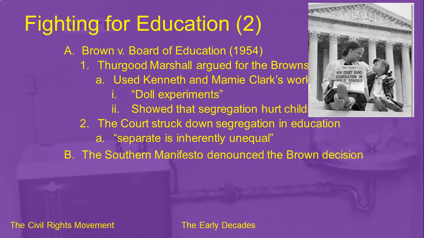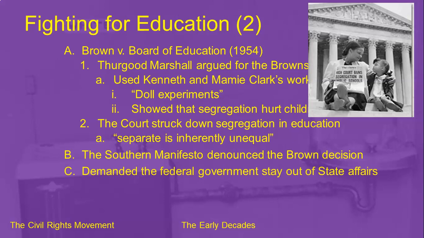A group of Southern politicians, congressmen, state leaders, wrote something called the Southern Manifesto. The Southern Manifesto denounced the Brown v. Board of Education decision. Southerners would demand that the federal government stay out of state affairs and that education was a state affair. Nowhere in the Constitution did it say that education was something the national government should provide, that it was all left to the states. And so the South continued to fight against this.